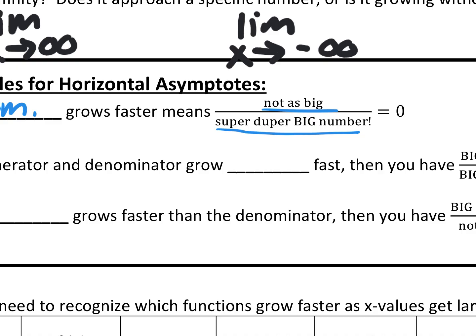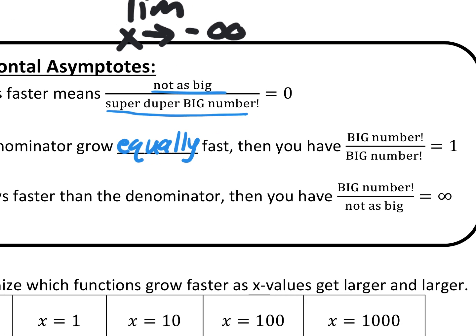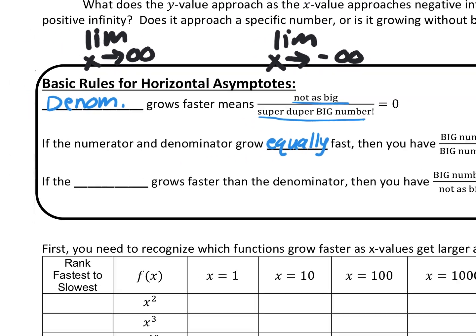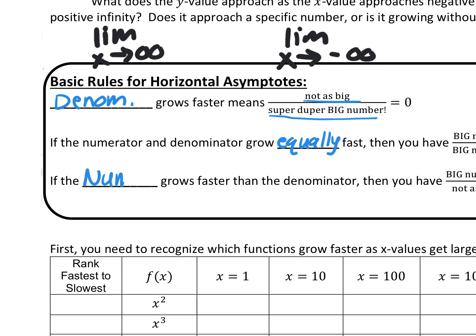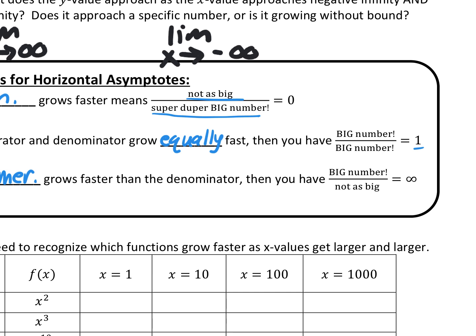Versus if the numerator and the denominator grow equally fast, then you have a really big number, and on the bottom, you have the same really big number. If you have two things that are the same divided by each other, that equals 1. Finally, if the numerator grows faster than the denominator, then the top is just going to keep growing super, super large. The bottom's not going to grow nearly as fast. This is just going to shoot out towards infinity.